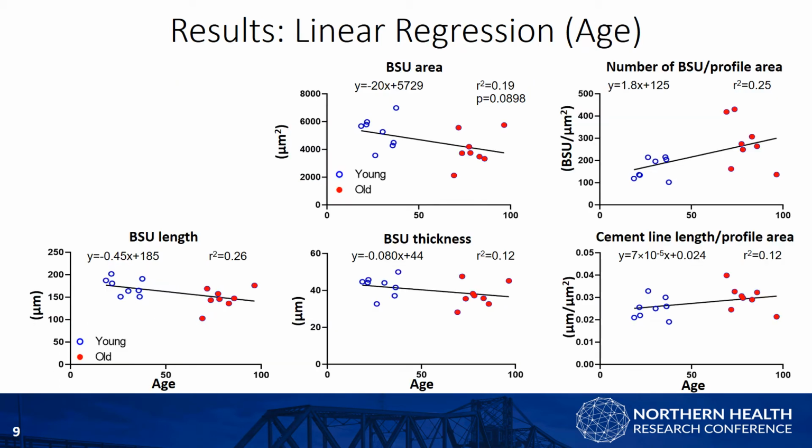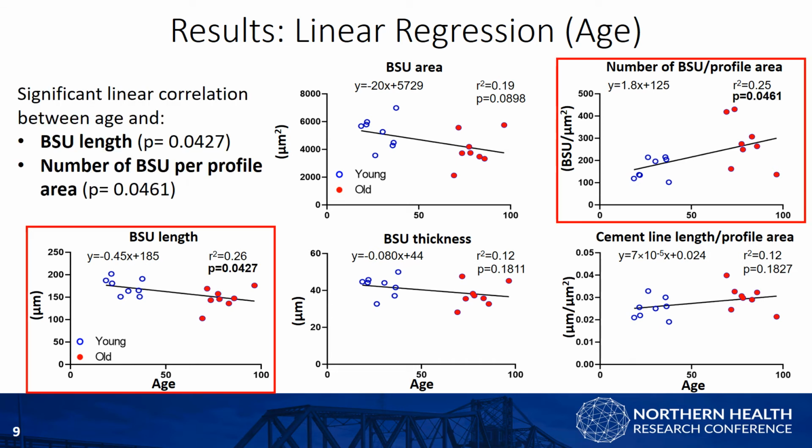Linear regression was then performed to determine if there was a relationship between the individual's median BSU parameters and their age. The mean, rather than the median, was used for cement line, since it followed a normal distribution. Significant linear correlations were found with BSU length and the number of BSU per trabecular profile area. BSU length decreased with increasing age, and the number of BSU per profile area increased with increasing age. These were the only two BSU parameters that demonstrated a significant linear correlation to age.